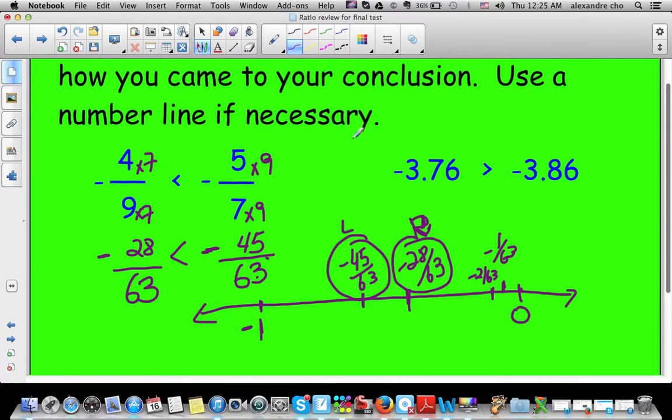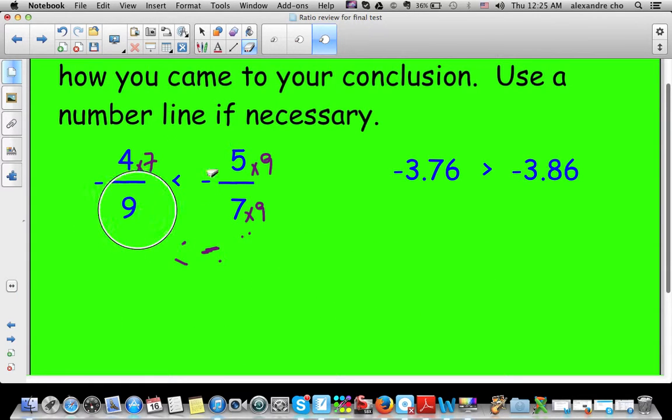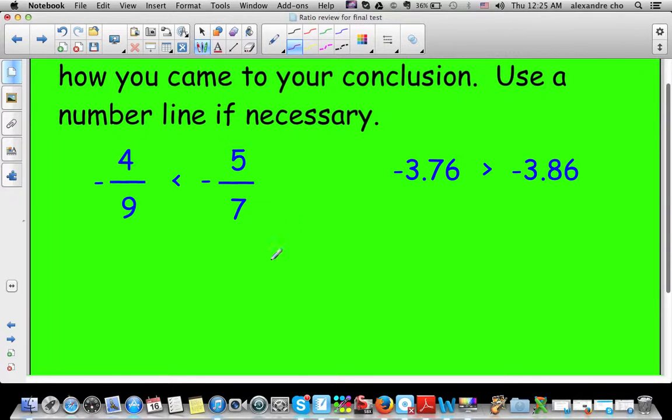The number on the right is always the larger number. Okay? So that's that. And then let me erase this, and we're going to do the second part. Okay, so the second one says negative 3.76, and again, I'm going to use a number line for this.